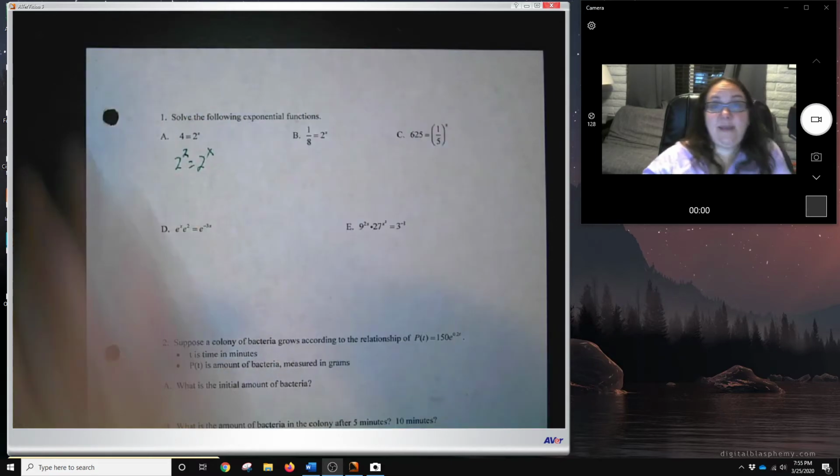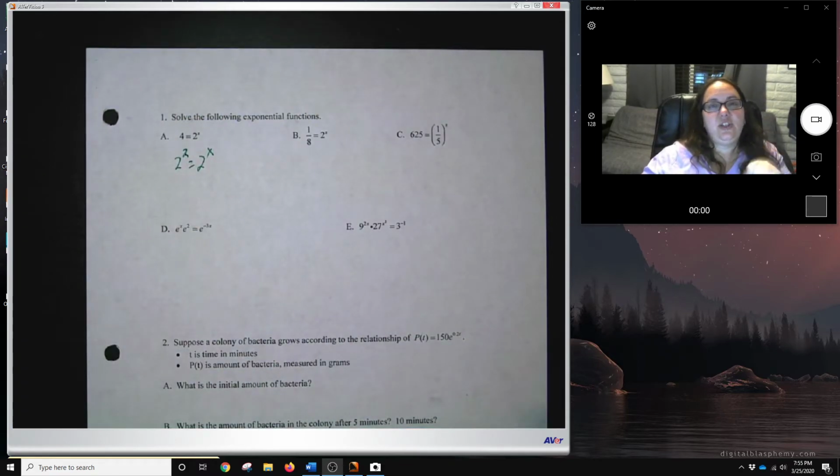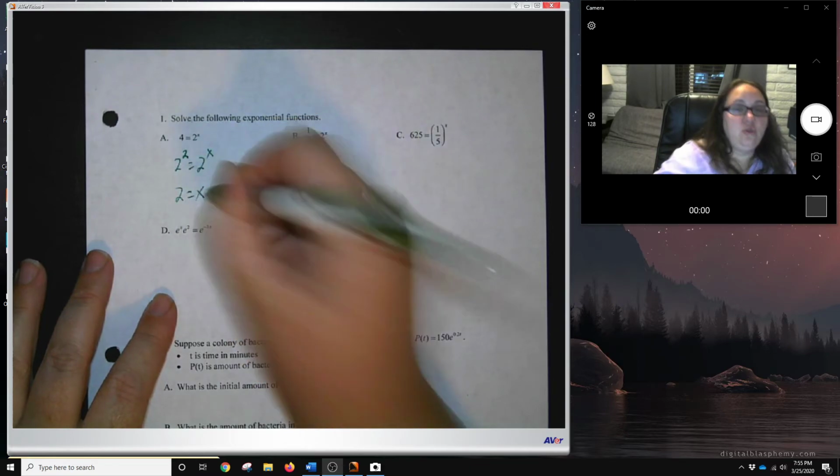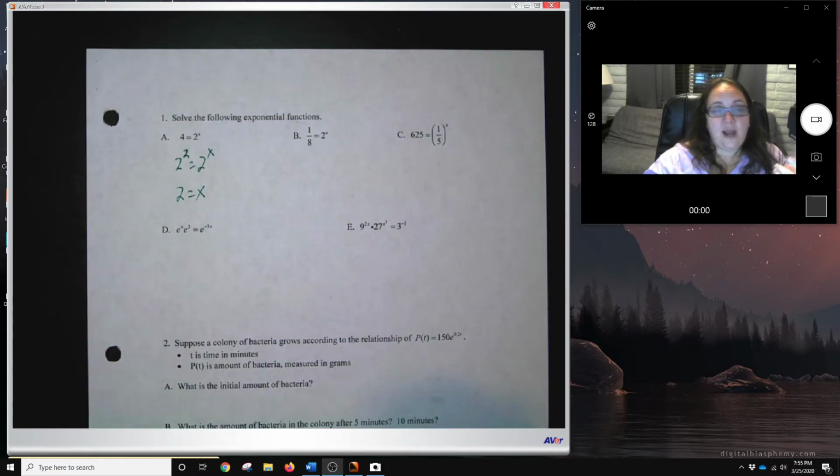Now these have the same base. And since 2 to the second equals 2 to the x, the only way for that to be true, since the bases are the same, is if the exponents are the same. So then this would be 2 equals x, or x equals 2. So again, once you have same bases, then you're just going to set the exponents equal to each other and solve.